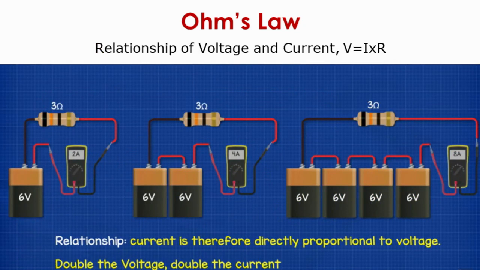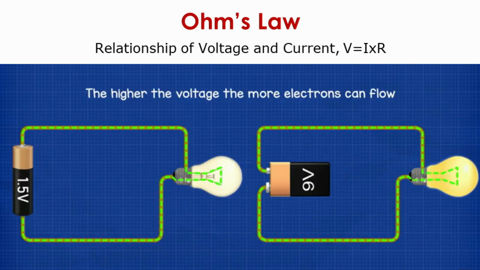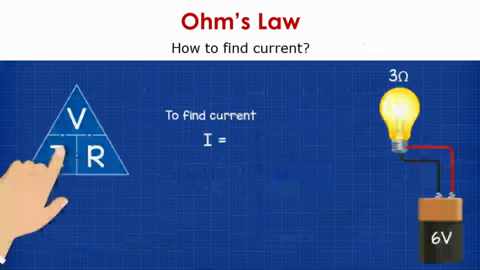So what is the relationship of voltage and current? V is equal to IR. So that relationship is, current is directly proportional to the voltage. Double the voltage, double the current. So as you increase the voltage, the current will increase. And see, for example, higher the voltage, brighter will be the bulb. So 1.5 volt, the bulb is not that bright as compared to when the voltage is 9 volt. So that is much brighter.